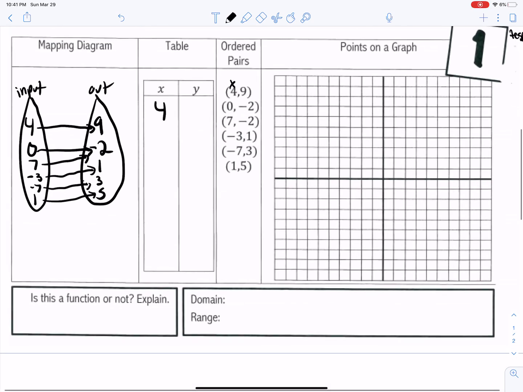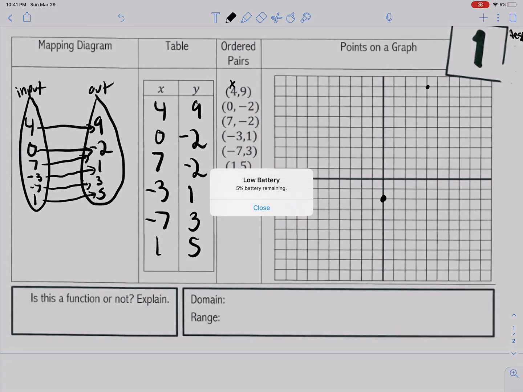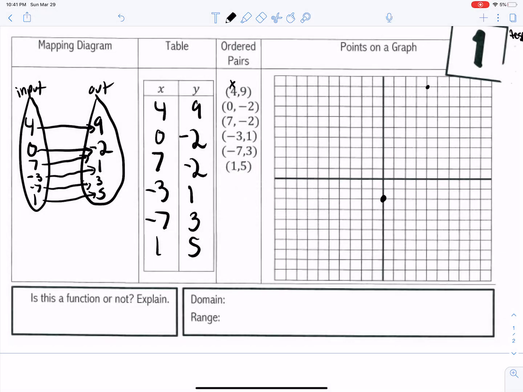Our table, that's going to be pretty simple. 4, 9, 0, -2, just looking at the ordered pairs here. 7, -2, -3, 1, -7, 3, and 1, 5. Points on the graph here. Let's go ahead and do it. So we're going to put 4, 9 on the graph. That's going to be right there. 0, -2 will be right there. 7, -2 will be right there. -3, 1 will be right here. -7, 3 will be right there. And 1, 5 will be right there.